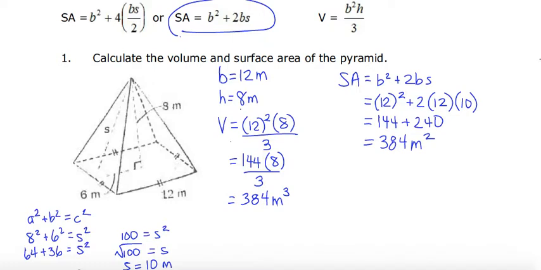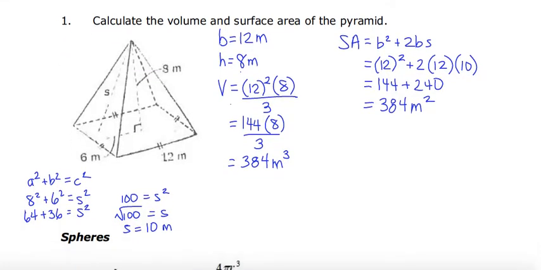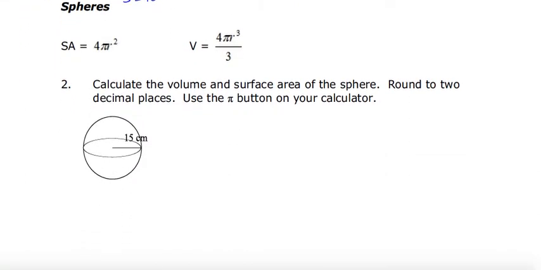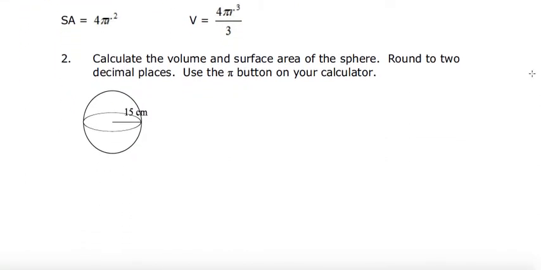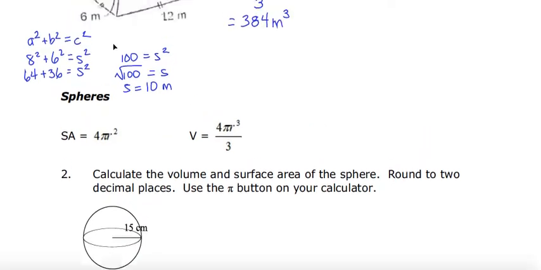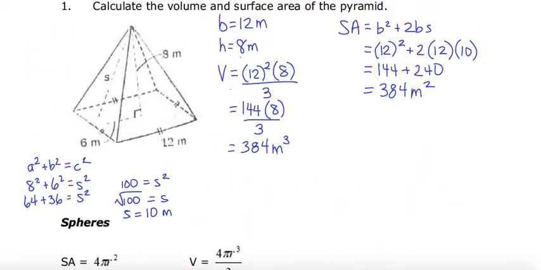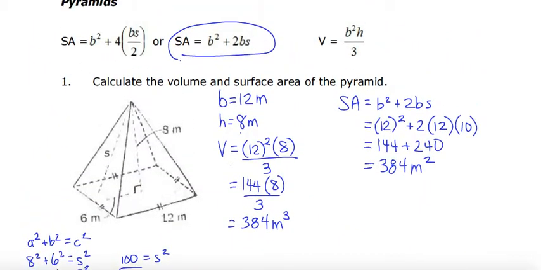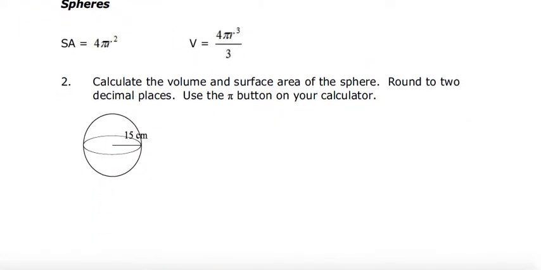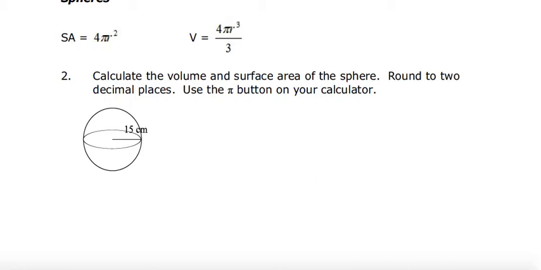So now that we know how to calculate the volume and surface area of a square-based pyramid, we're going to switch gears and take a look at calculating the volume and surface area of a sphere. A sphere is any sort of round ball or round object. On your formula sheet, you have the formula for the surface area, which is 4 pi r squared, and the formula for the volume, which is 4 pi r cubed divided by 3.